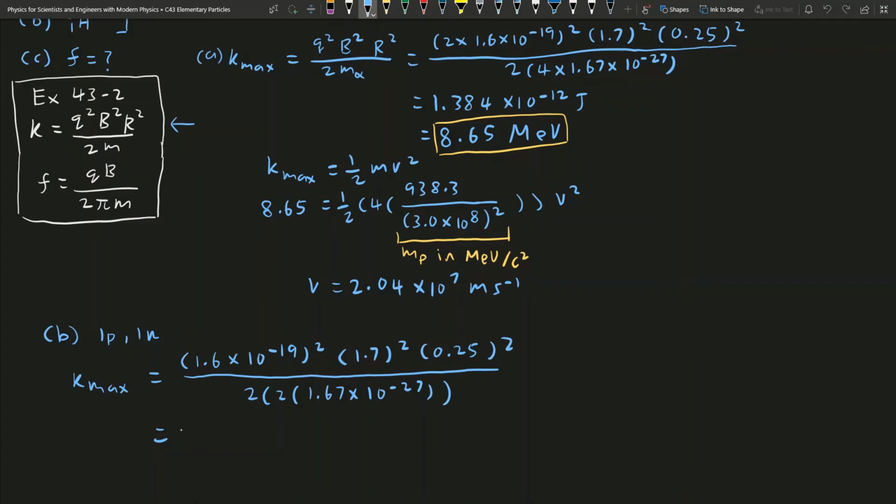Here I get 6.922 times 10 to the negative something joule, which equals 4.33 MeV.